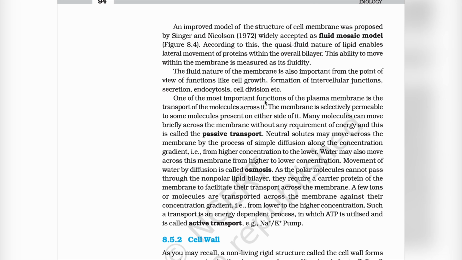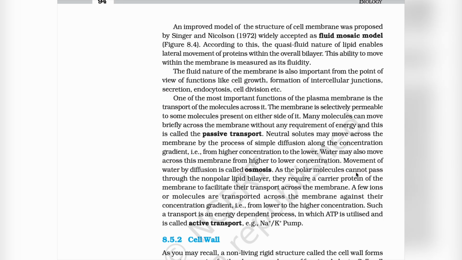One of the most important functions of plasma membrane is the transport of molecules across it. The membrane is selectively permeable to some molecules present on either side of it. Many molecules can move briefly across the membrane without any requirement of energy, and this is called passive transport. Neutral solutes may move across the membrane by the process of simple diffusion along the concentration gradient, that is from higher concentration to the lower. Water may also move across this membrane from higher to lower concentration. Movement of water by diffusion is called osmosis.